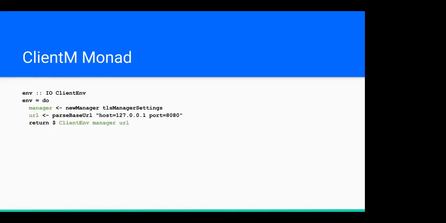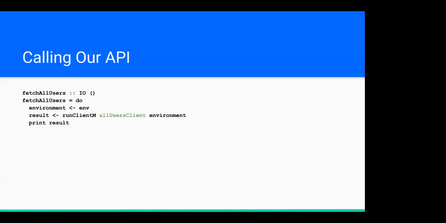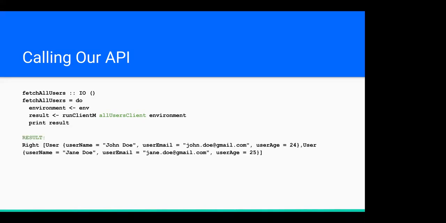First, let's talk about the ClientM monad, because if we want to actually use these functions, we need to know what's going on there. So the ClientM monad is more or less a reader over a client environment, which just has a network manager and the base URL of the API that we're calling on the server. So we can just create that. And then once we've done that, we pass that as an argument to runClientM along with whatever client action we're calling, and that's it. That's all we have to do in order to call our API and get the response. So we really did not have to do very much work there. It's really cool. Any questions about client stuff?